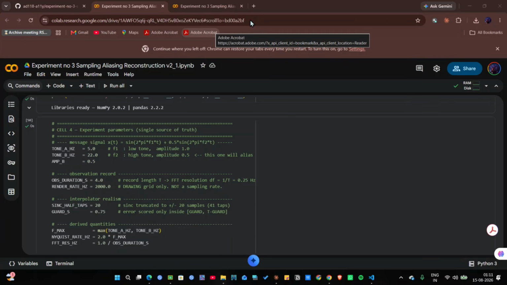Here, from cell 4, our maximum signal frequency is 22 Hz. So the Nyquist rate is 44 Hz. We are testing three sampling cases. Case A, above Nyquist at 220 Hz. Case B, at Nyquist, exactly 44 Hz. And case C, below Nyquist, at 30 Hz, where aliasing is expected.